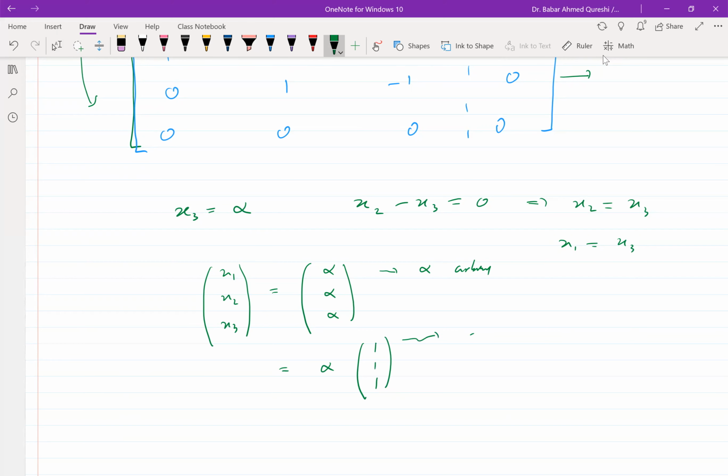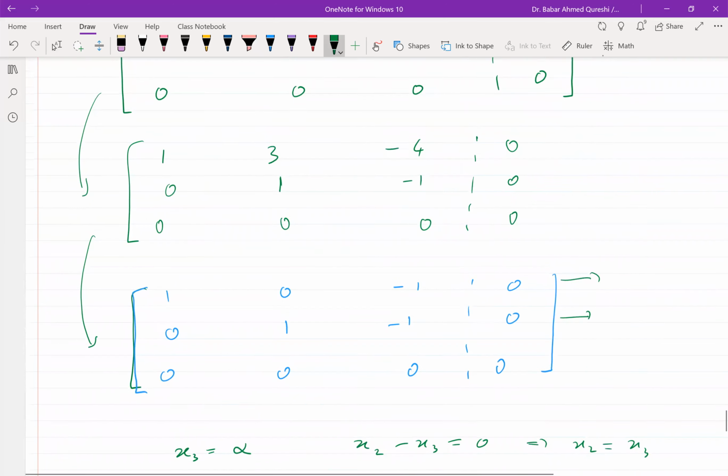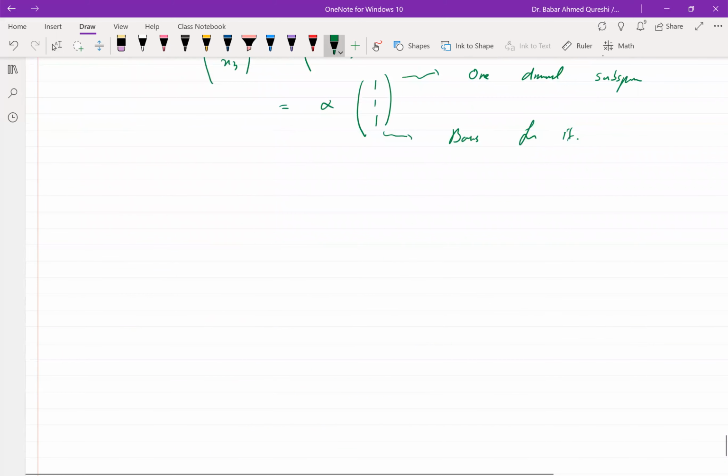So this is a one-dimensional subspace, because all its vectors can be generated by one vector, linear combinations of only one vector. And this is a basis for it. Basis has only one vector because it's a one-dimensional subspace. Let's do another similar problem.